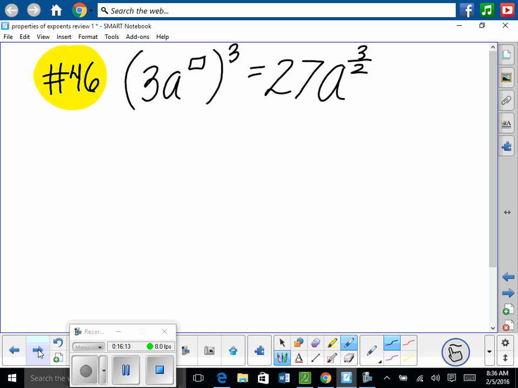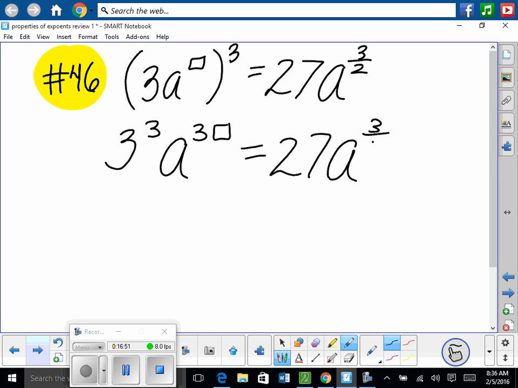All right. And then number 46. So I have 3 to the a box raised to the third is equal to 27 to the 3/2. So this is one where I kind of had to set up a true statement for myself. So first of all, what I really have here is raise a power. Okay, so we're raising both of these things to the third power, right? So this is kind of how I thought through this one. I said, okay, so I have 3 to the third power, and I have a to the, when you raise a power to a power, don't you multiply? So I have 3 times box, and that's got to equal 27 to the 3/2.